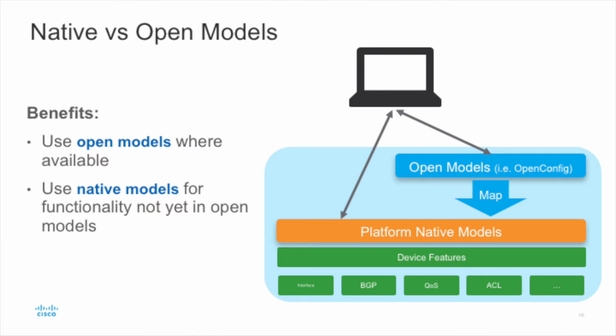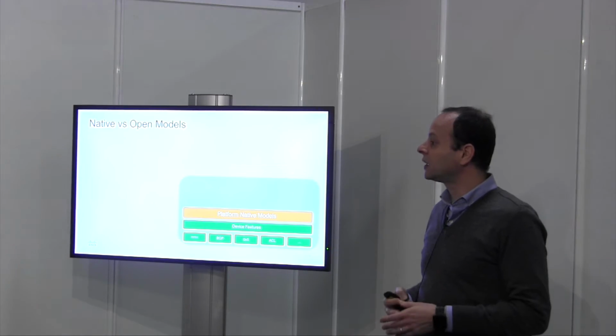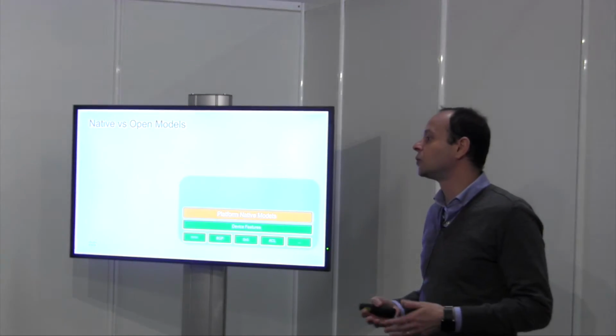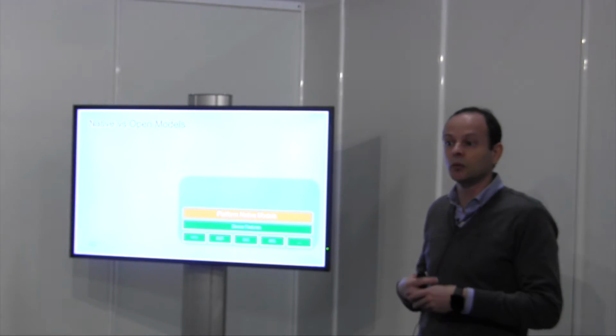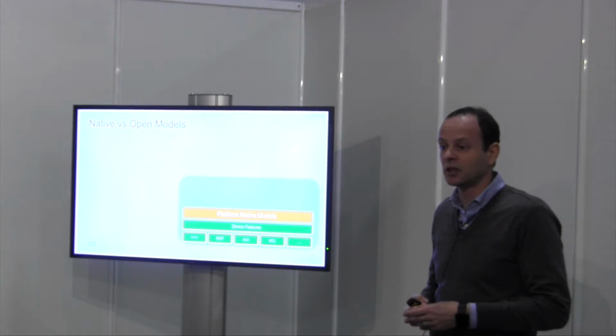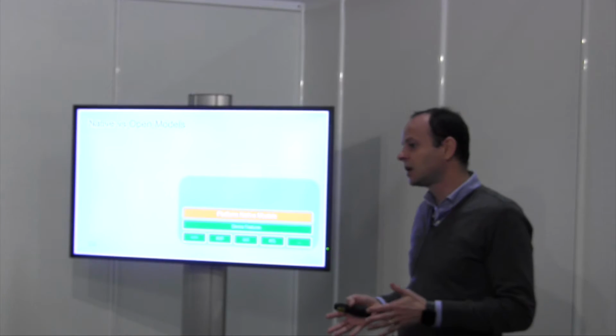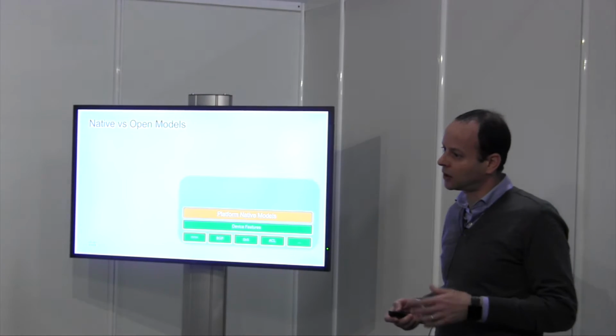The main idea is that we can provide both, and we are providing both the native and the open models. But in terms of content, the open models are always a subset of the native models. The reason being that in order to define the open models, you need to have different parties agree upon the content and the structure of the open model. So usually it's a very slow process, even though lately, to be honest, the OpenConfig consortium has been working very actively and is coming up with more and more open models. But in the end, the native models will always be a superset of the open ones.